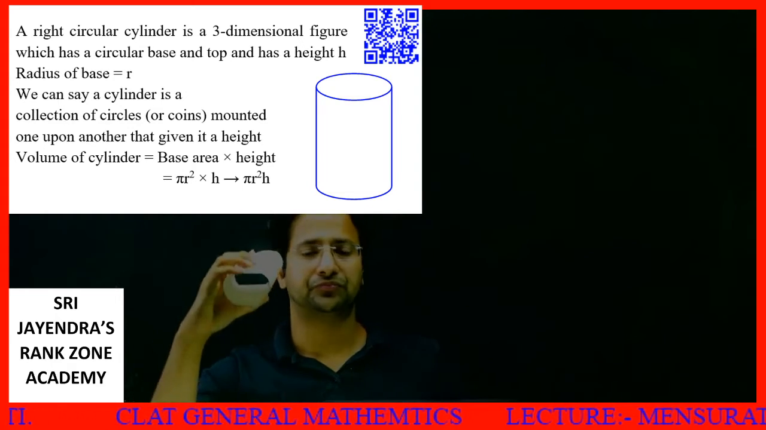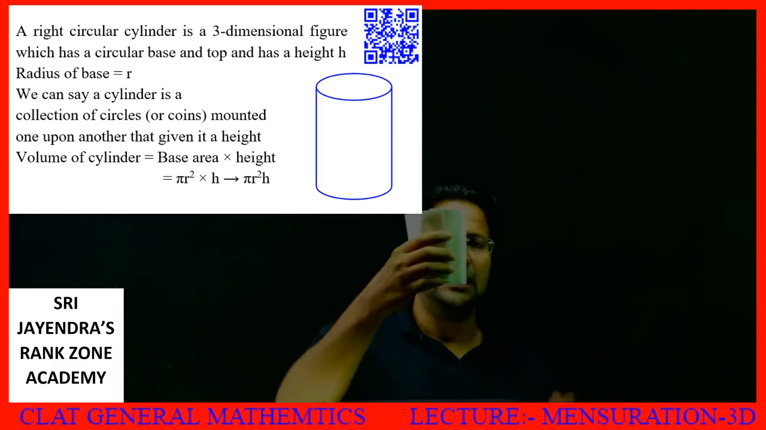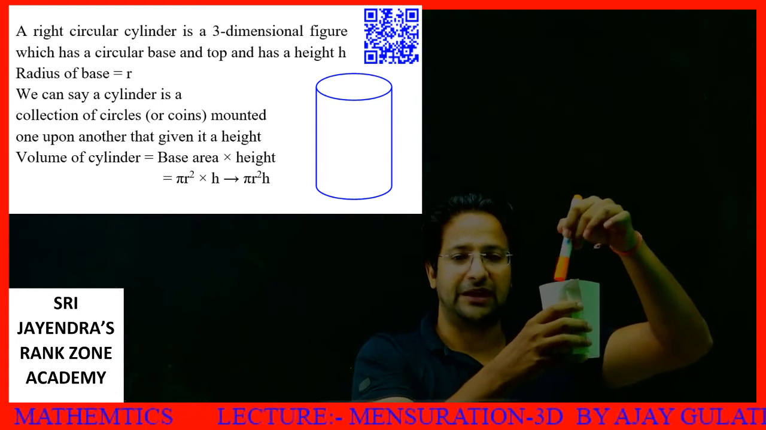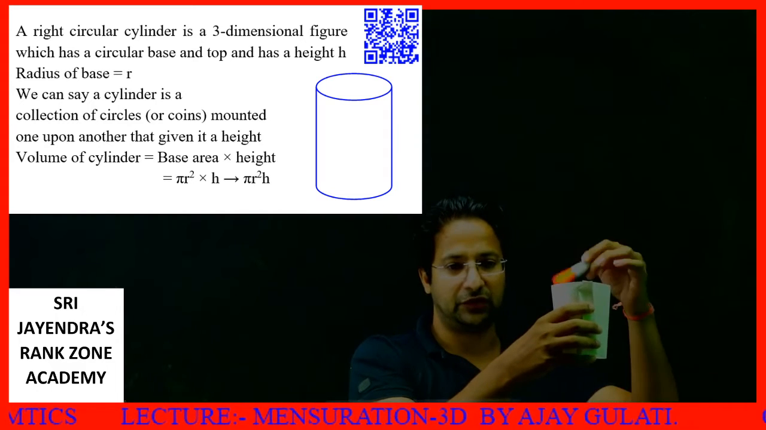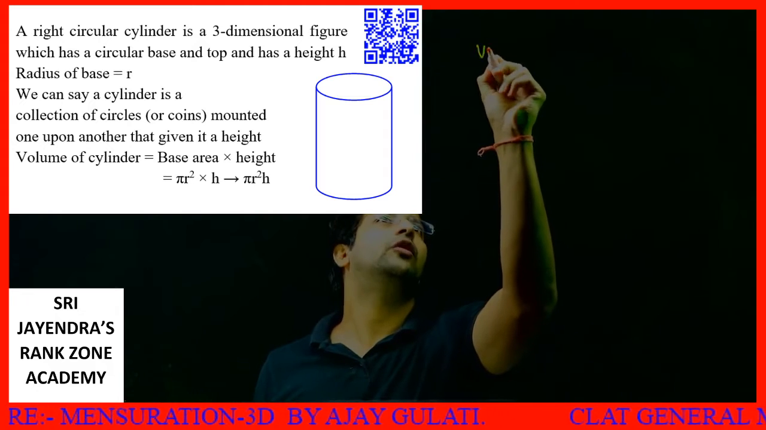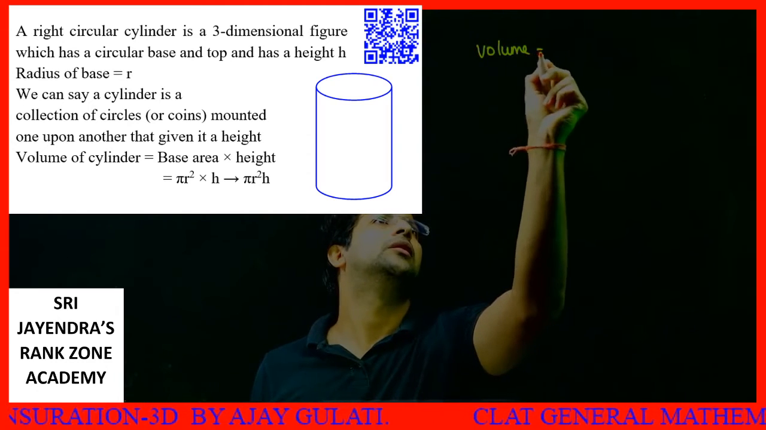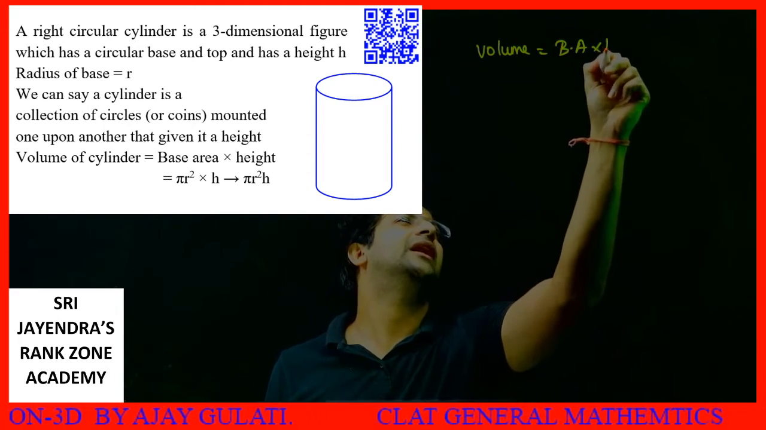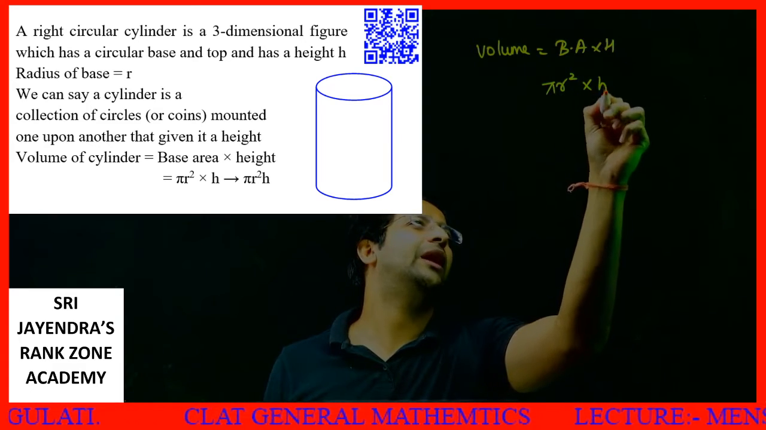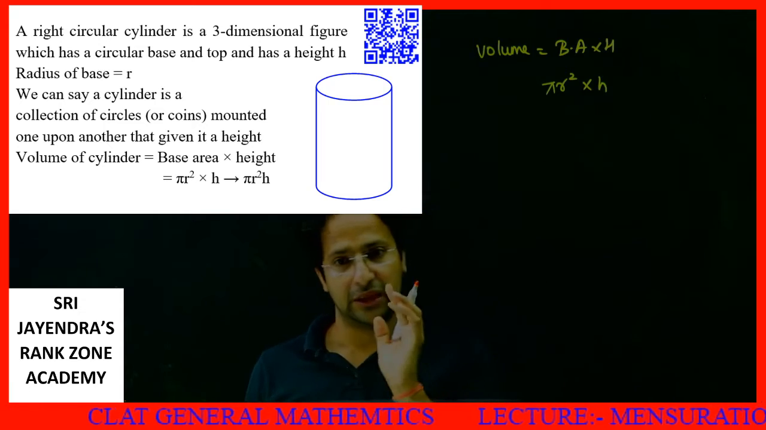Now let's see the volume. How do I get the volume? Let's say this is a circle. The area of the circle is pi r square and its height is h. So the volume will be pi r square h. So volume is base area into height, or circular base area pi r square into height h. So volume is pi r square h. This is one thing.